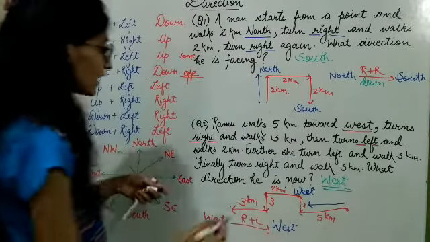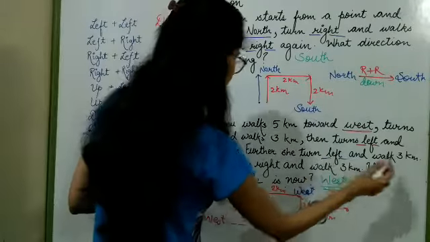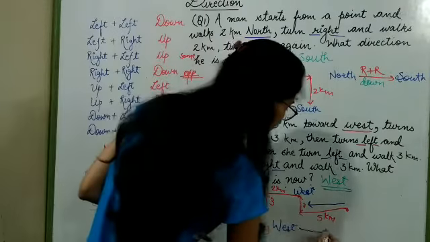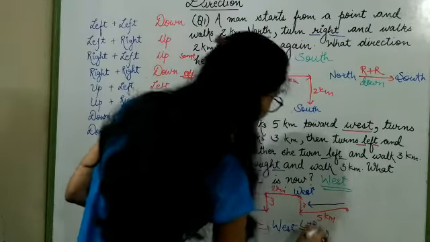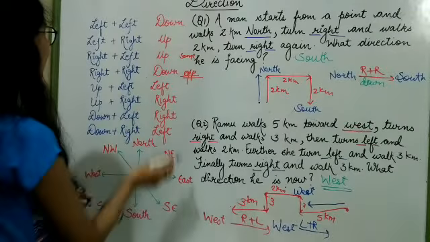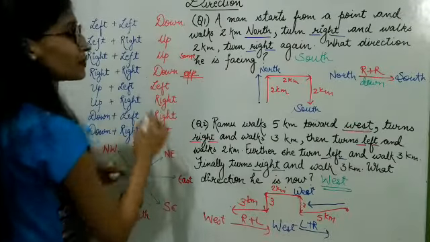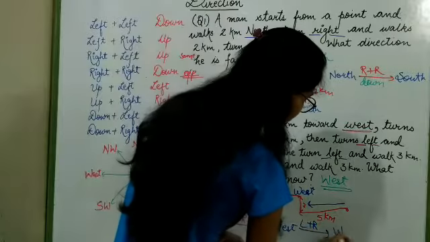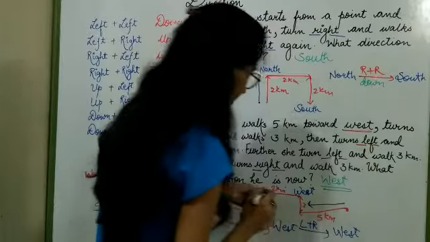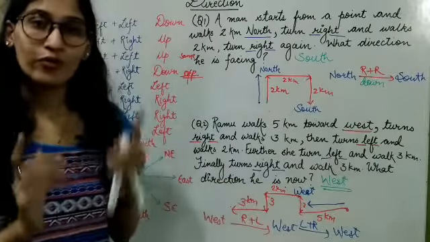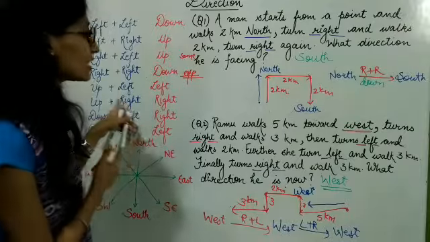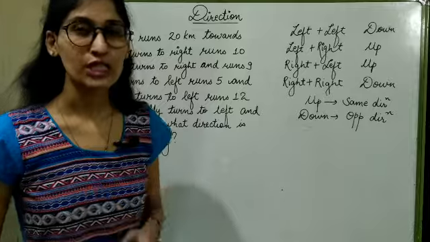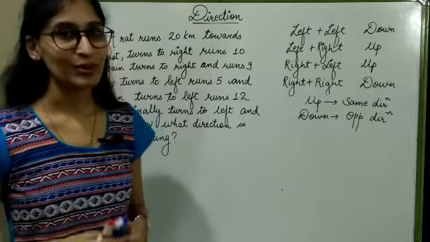Now next, left and right. So the result of left plus right. Look in the table again. Left plus right means up. So the result will be the same direction, which is west. So this is how, without making a direction chart, using this table, we can solve the question. Let's solve one more question to make the concept more clear.